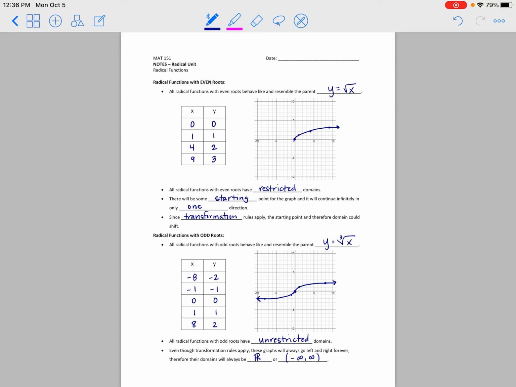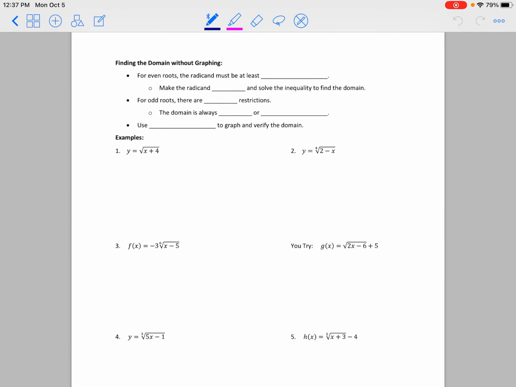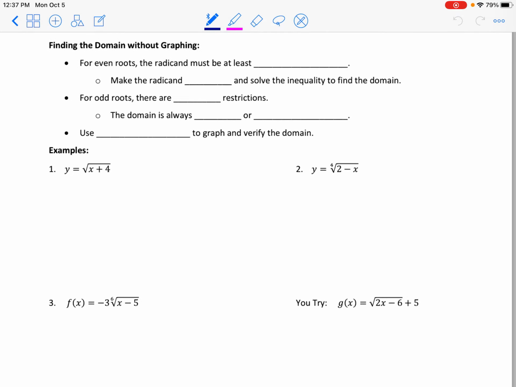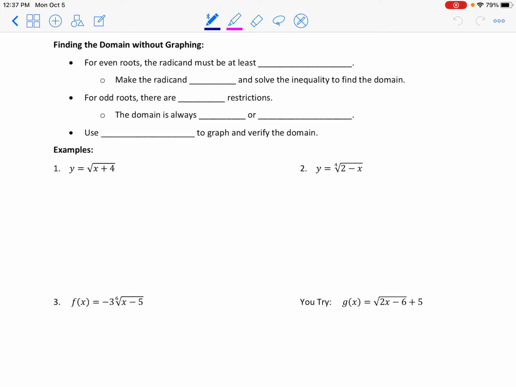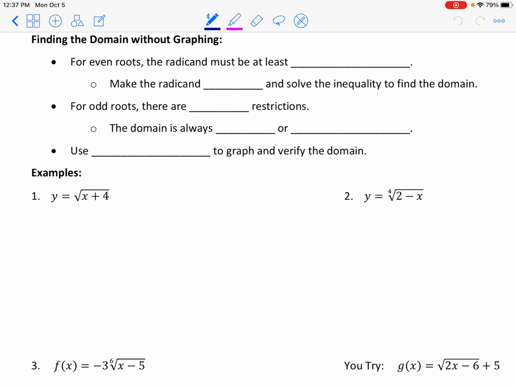Okay, so whether we wanted to look at the graph or not, just knowing what we know about these radical functions, we should be able to find or identify our domains with just a little bit of work. So if you're asked to find the domain for a radical function without graphing, odd roots are simple. If it's an odd root, you just have to recognize that it's an odd root and remember that there are no restrictions. Our domain always will be negative infinity to infinity, or all real numbers. So if you see a cube root, a fifth root, a seventh root, any odd root, just remember, no restrictions on the domain.